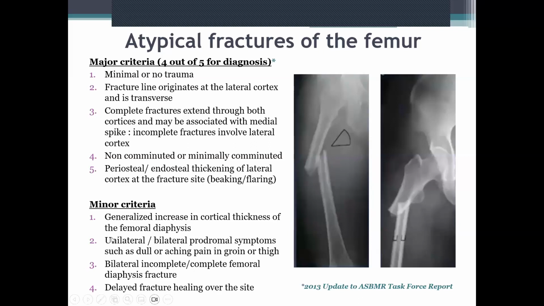Minor criteria would be an increase in cortical thickness of the femoral diaphysis. They have some prodromal symptoms that I mentioned, just mid-thigh pain. So you want to really look at the X-ray and look for changes, and if they have any delayed fracture healing over the site. So in the clinical setting, if they have mid-thigh pain and they've been on anti-resorptives for about 5 years or more, you might want to do the X-ray just to see if there are any changes, especially at the lateral cortex.